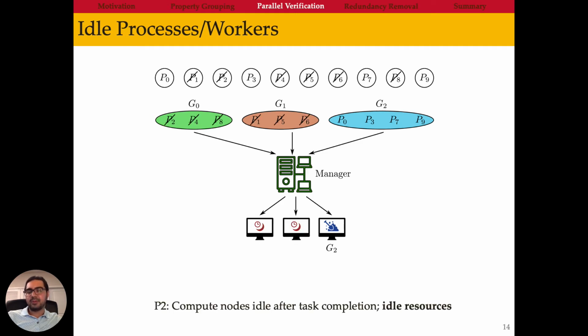Now it may happen that groups G0 and G1 were easier than group G2 and can be proved easily. Once they are proved, 2 nodes start idling while the third node continues solving group G2. From the perspective of overall verification, we might be better off by just distributing the remaining properties across the available compute nodes. However, we do not want to preempt the worker solving group G2 as it may be very close to a solution.